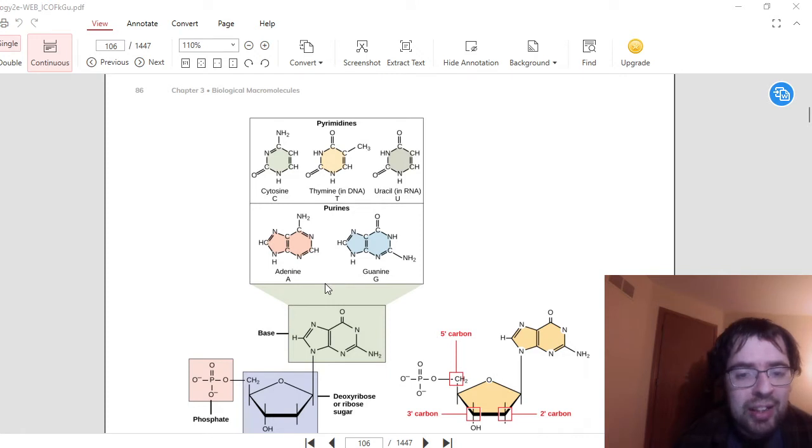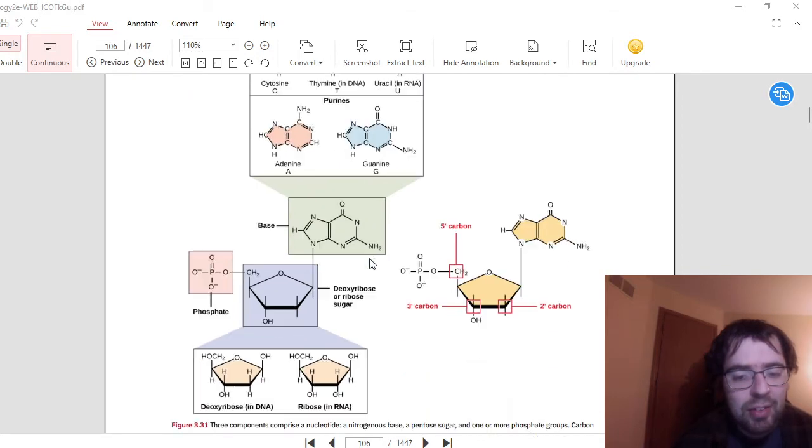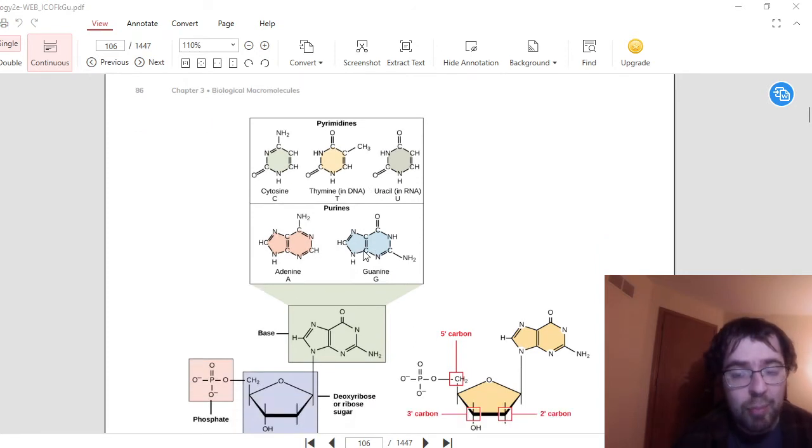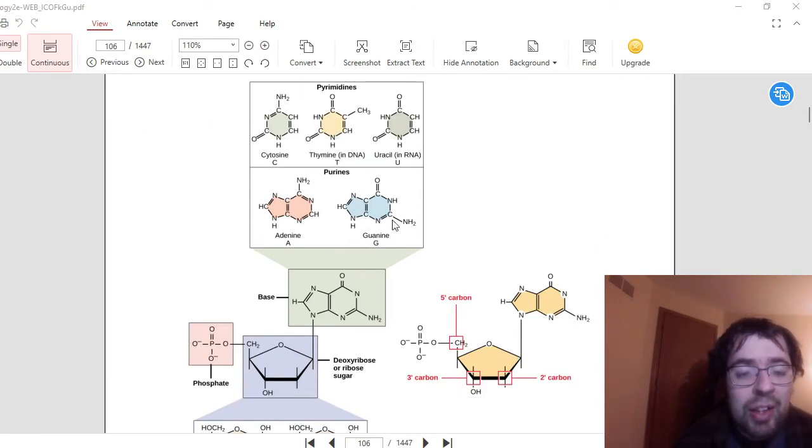because what separates RNA and DNA is going to be the difference in the sequencing of the monomers. For instance, all RNA and DNA have adenine, guanine, and cytosine. However, DNA only has thymine, and RNA only has uracil. DNA will never have uracil, RNA will never have thymine.